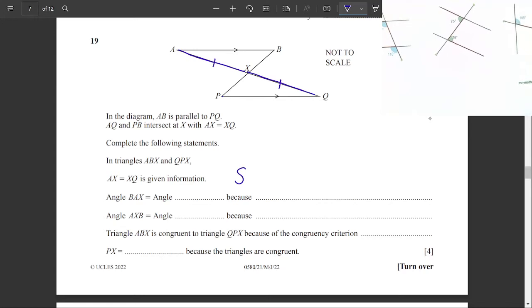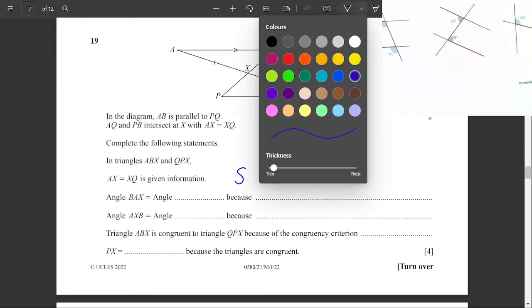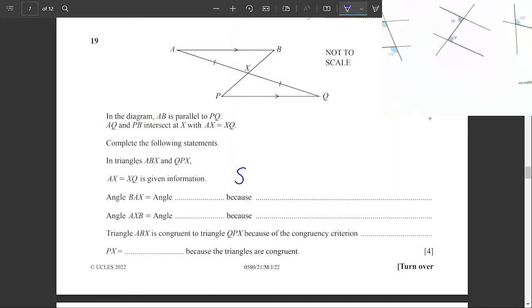Right, next one. What do they tell us next? They tell us angle BAX, let's mark that, angle BAX, which is this angle here, equals angle, what angle does that equal to?